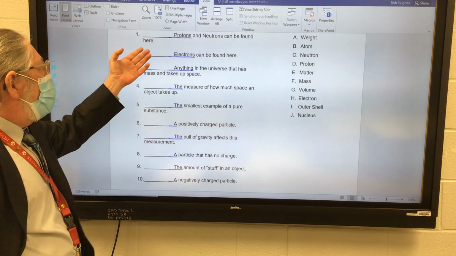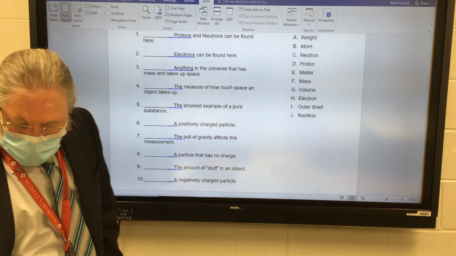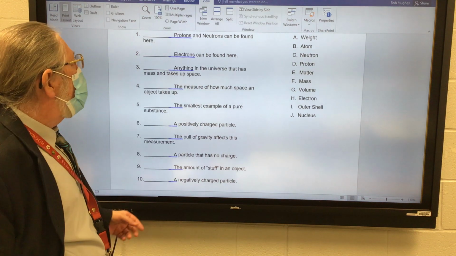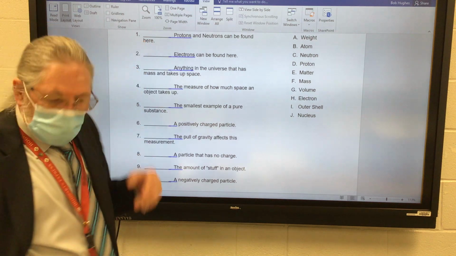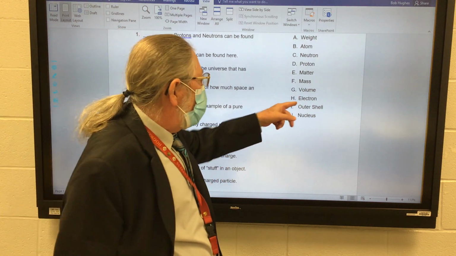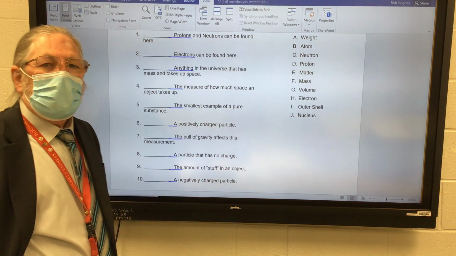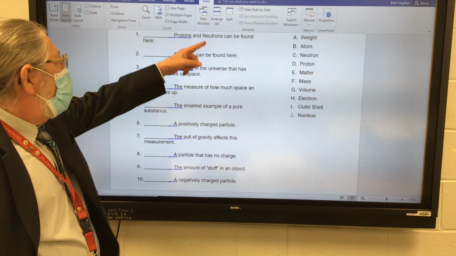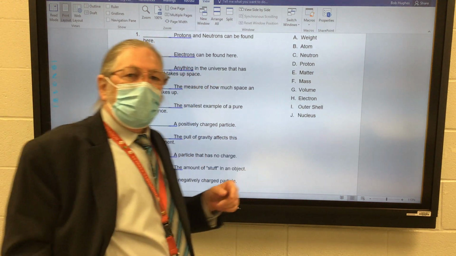Protons and neutrons can be found where? Can they be found in the nucleus or the outer shell? So you're going to choose J or I. Protons and neutrons can be found here. Can they be found in the nucleus or the outer shell? J or I?